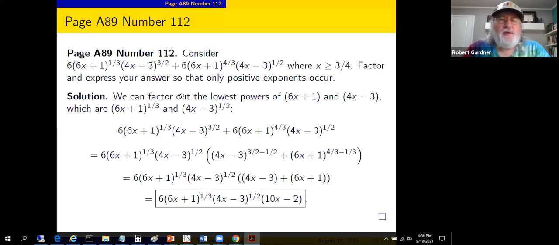Okay, well, there's a 6 term in both of these. We'll factor that 6 out. There's a 6x plus 1 term here and here, but this one's to the 1/3 power and that one's to the 4/3 power. And there's a 4x minus 3 term here and here, but this one is to the 3/2 power and this one is to the 1/2 power. So we'll factor out the lowest power of those binomials, 6x plus 1 and 4x minus 3.